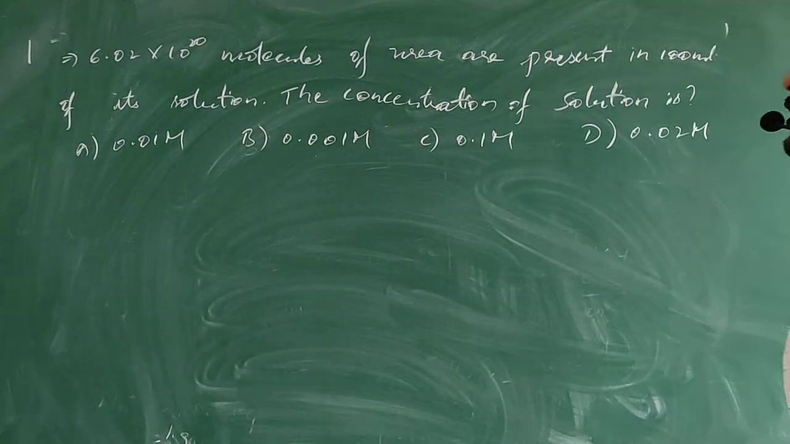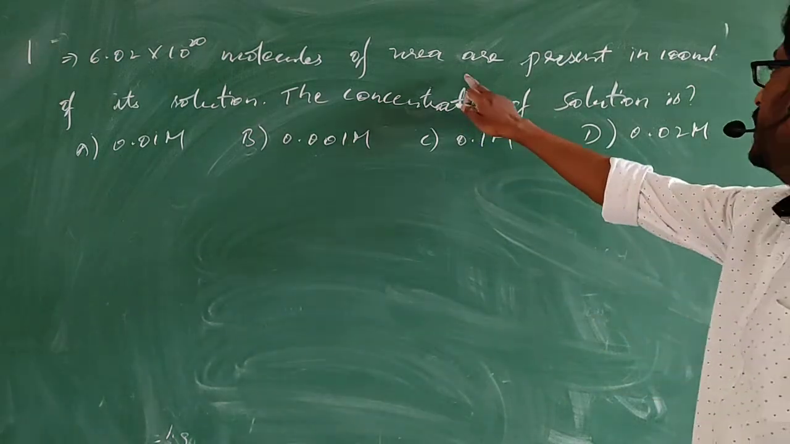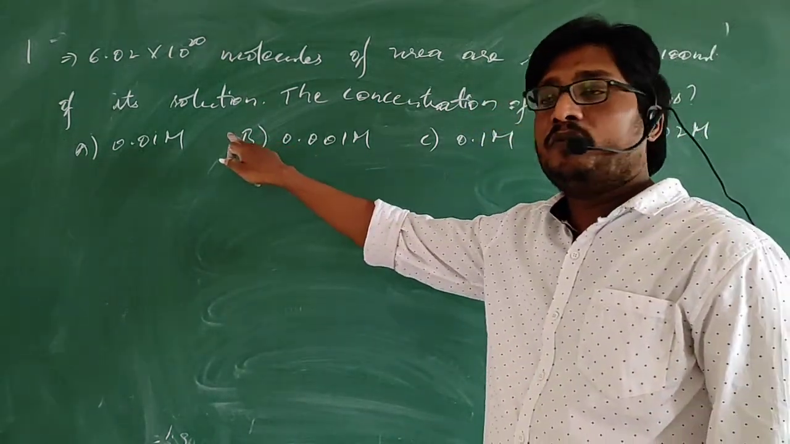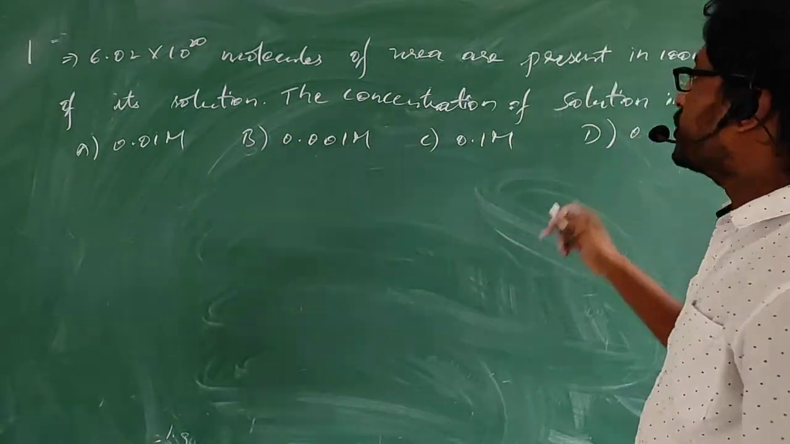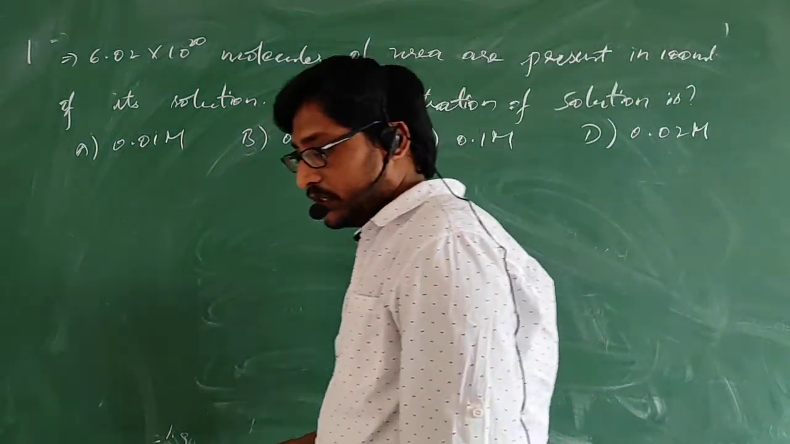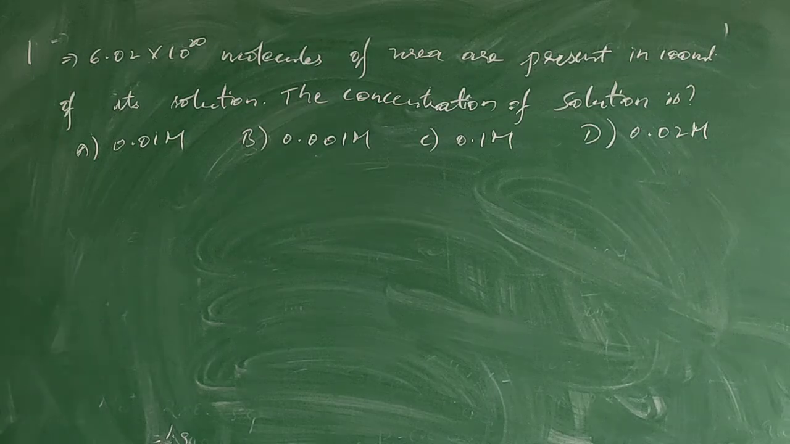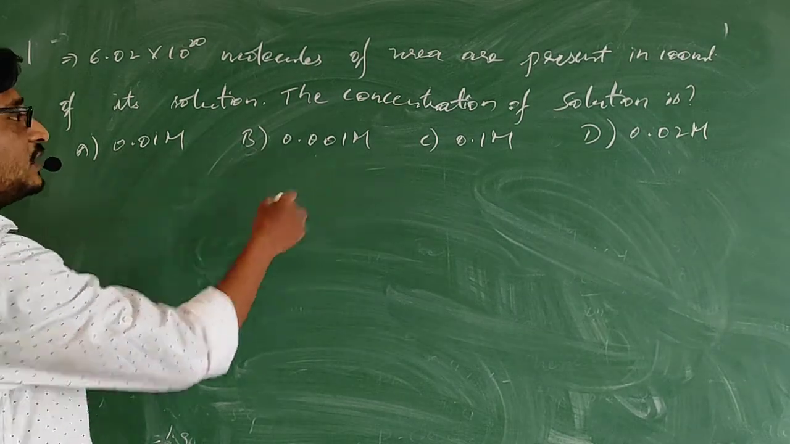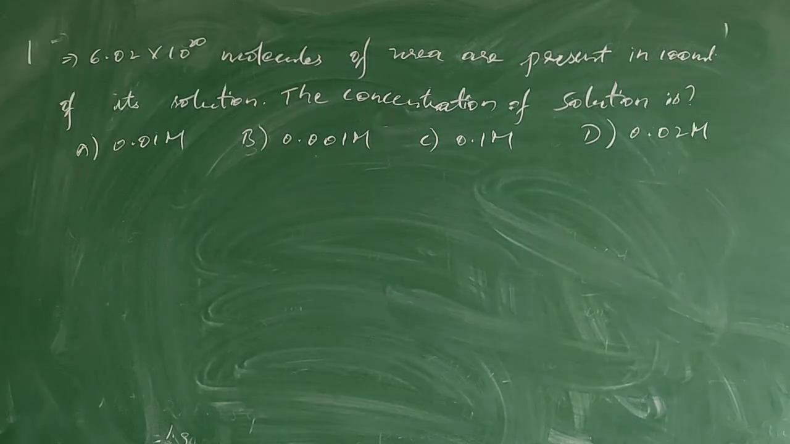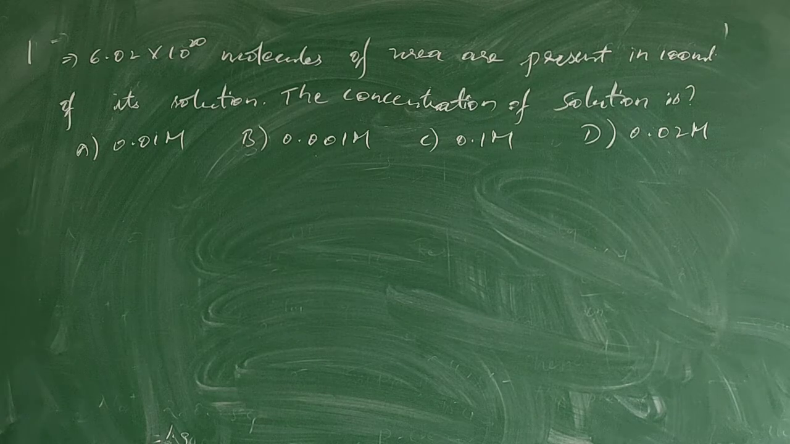6.02 into 10 to the power 20 molecules of urea are present in 100 ml of its solution. The concentration of solution is. Okay. So, he is asking us the concentration of the solution. Nothing but molarity. So, he has given the options in molarity.